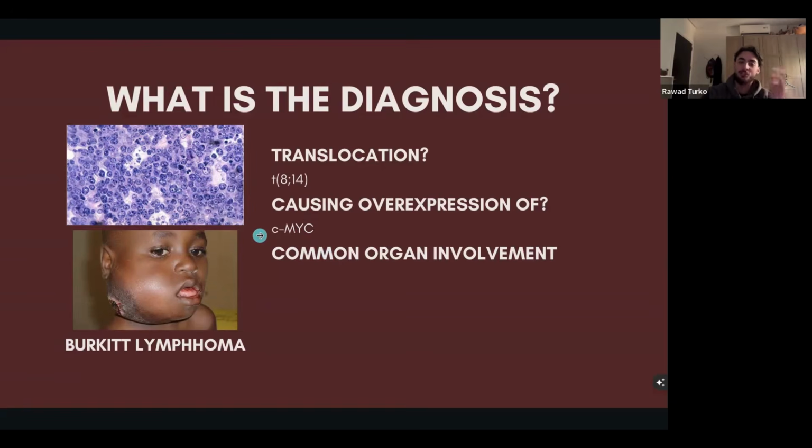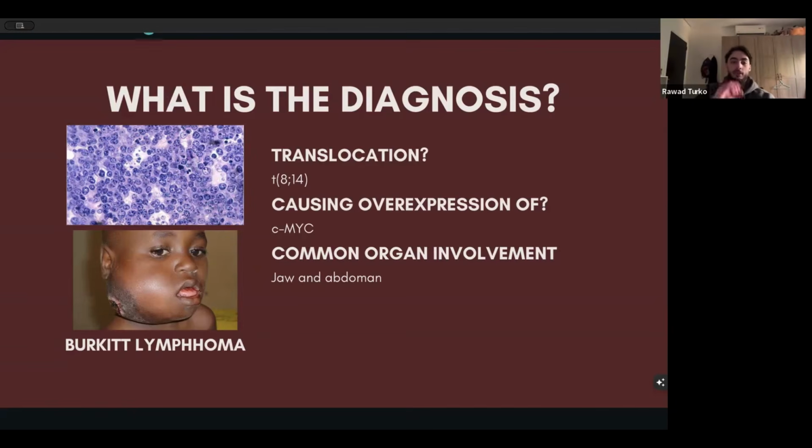What are the common organ involvements? One of them you see here. So it's jaw and abdomen. Jaw is most likely associated with endemic areas. So you could get a patient who, for example, immigrated from Uganda. This was a question stem that I just read. And they're going to have jaw involvement. So that's going to be Burkitt's lymphoma. Some of them can also have abdomen involvement.